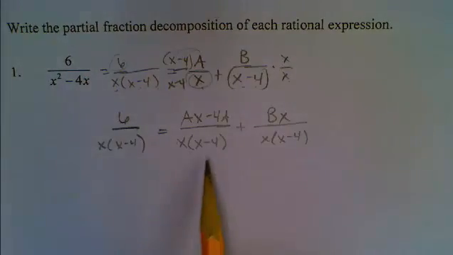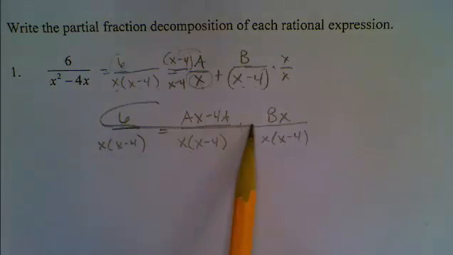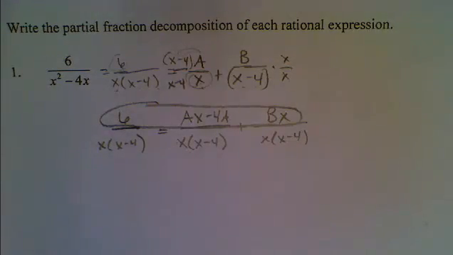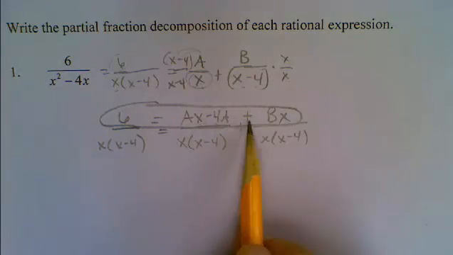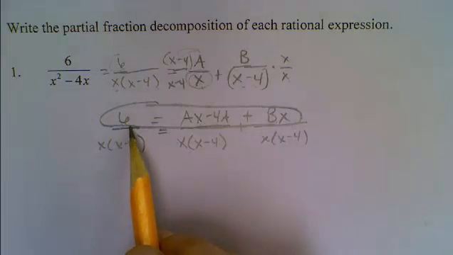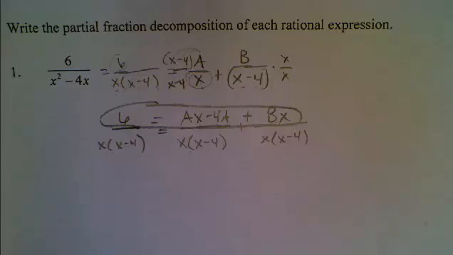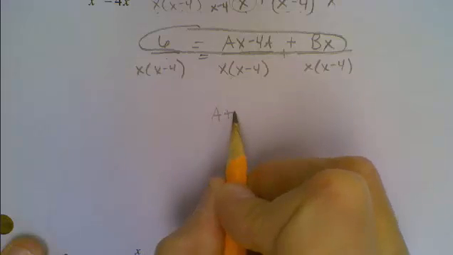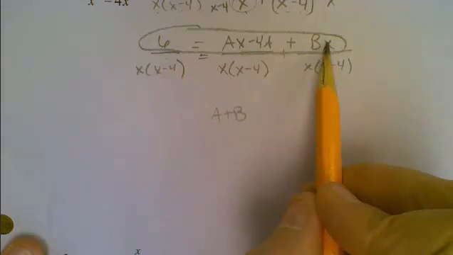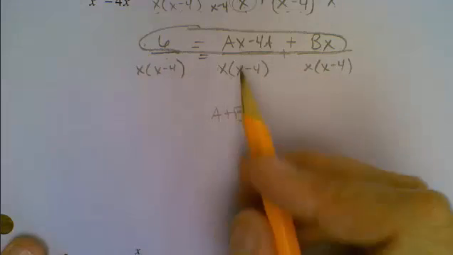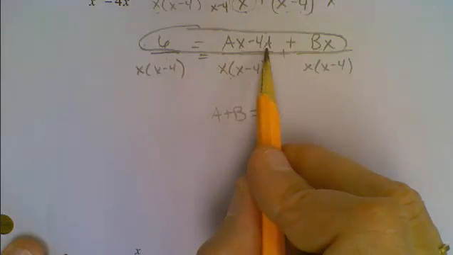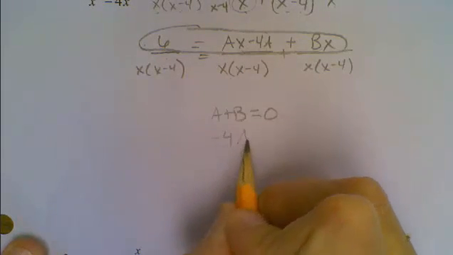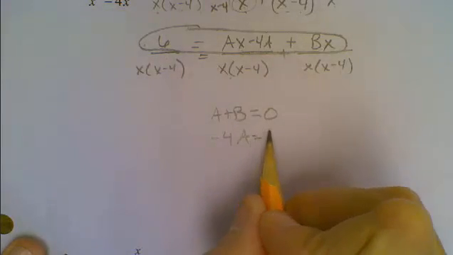So now that I see that these fractions are equal, the numerators are what we're going to focus on. They have to be equal to each other. So I know that when I take ax minus 4a plus bx, that has to equal 6. So what's my system of equations going to be? It's going to be a plus b. When I look at the x's, they have to add up to how many x's I have on this side, which is 0. When I look at the numbers, negative 4a is the only thing I have over here. That has to equal the number over here, which is 6.